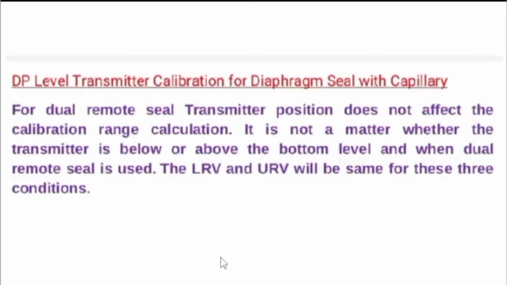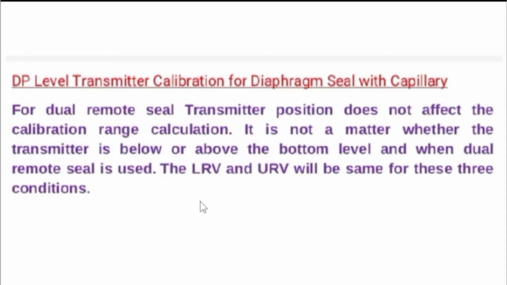DP level transmitter calibration for diaphragm seal with capillary. Here, for dual remote seal, transmitter position does not affect the calibration range calculation. It is not a matter whether the transmitter is below or above the bottom level when dual remote seal is used. The LRV and URV will be the same for these three conditions. Today we will discuss these three conditions.